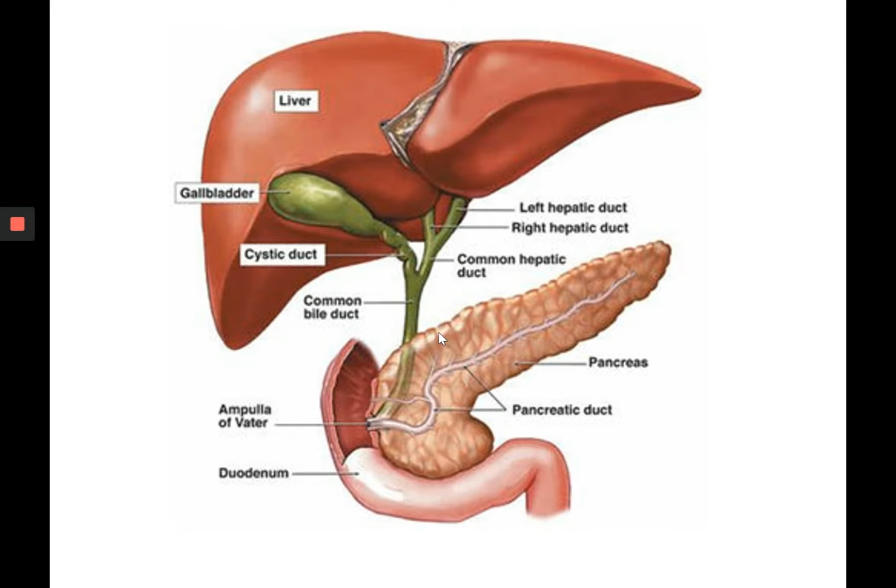Here's a better image of the liver and the gallbladder so we can see the duct system. The left and right hepatic ducts become the common hepatic duct, which joins with the cystic duct from the gallbladder to form the common bile duct, which leads to the duodenum. The pancreatic duct leads to the duodenum, so secretions from the gallbladder, liver, and pancreas can enter that first part of the small intestine.